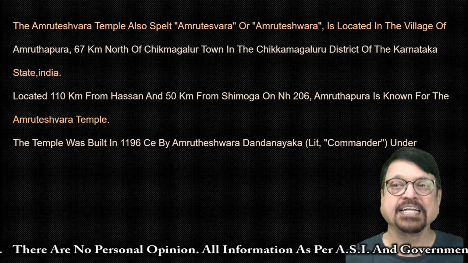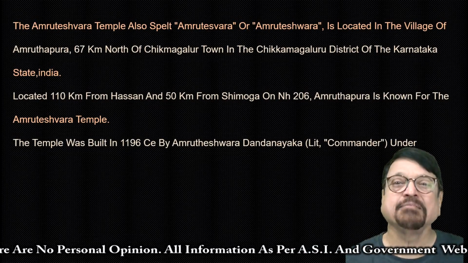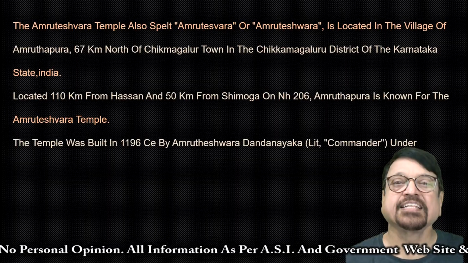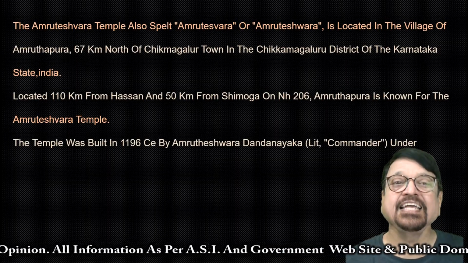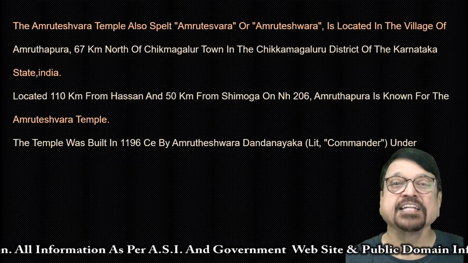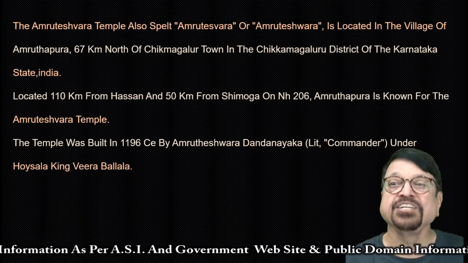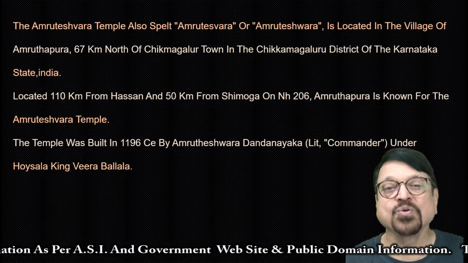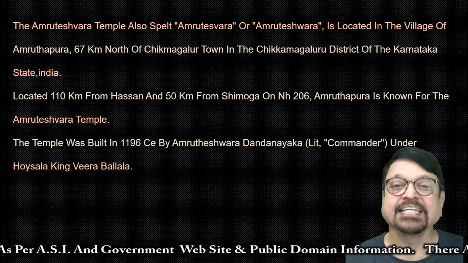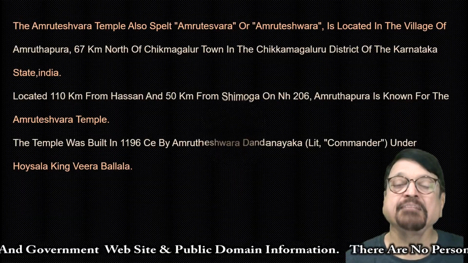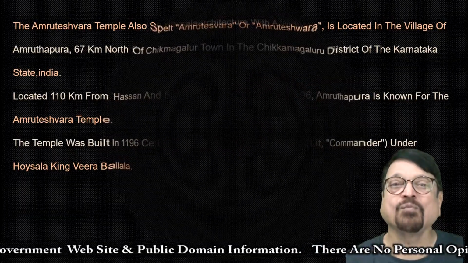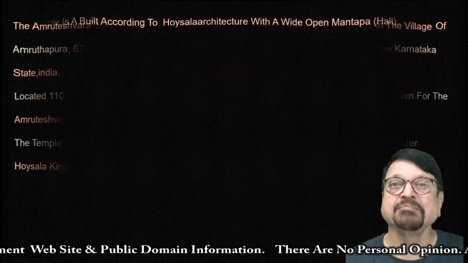The temple was built in 1196 by Amruteshwar Dandanayaka. Nayak is the commander. So the Dandanayaka constructed it under the Hoysalas. As I told you, a lot of things of this temple resemble the Hoysala architecture of the king Veera Ballala. He was the king who was ruling at that time.